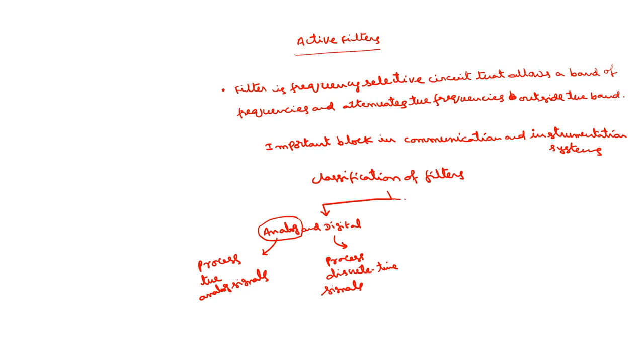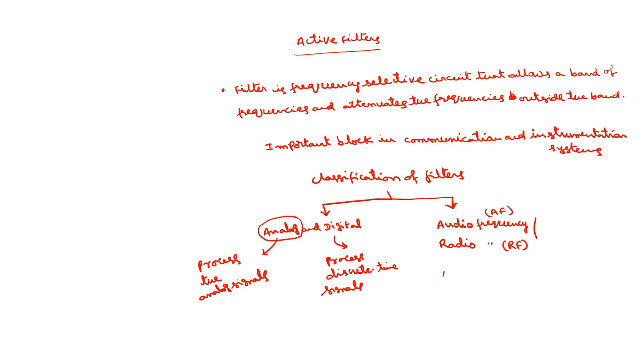And the second classification is based on the frequency range that a filter can process. It can be called as audio frequency filters or radio frequency filters, called AF or RF.